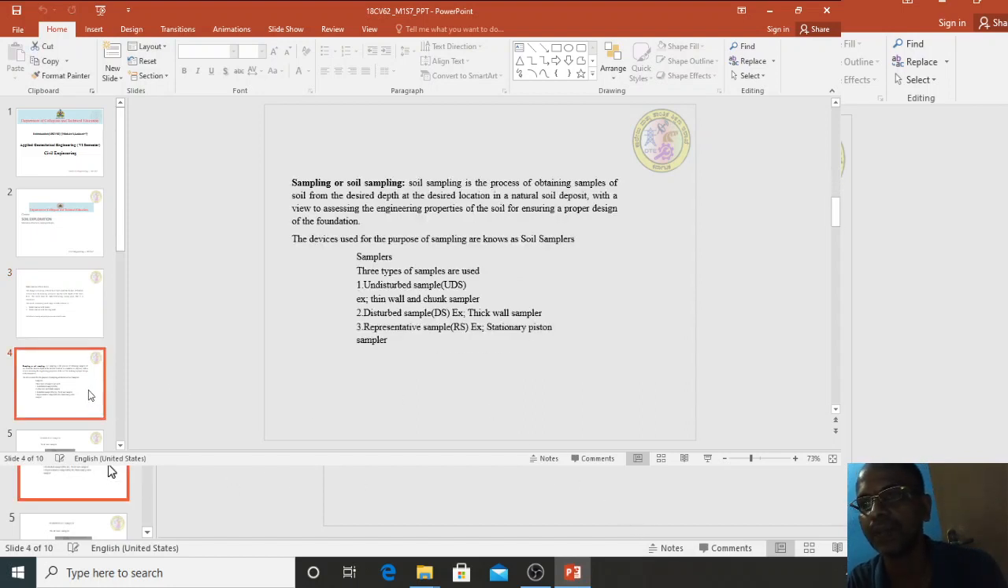Next is sample and sampling technique. What is meant by sampling and what is meant by soil sampling? Sampling or soil sampling is one and the same. Soil sampling is the process of obtaining samples of the soil from the desired depth at the desired location in a natural soil deposit, with a view to assessing the engineering properties of the soil for ensuring proper design of foundation.